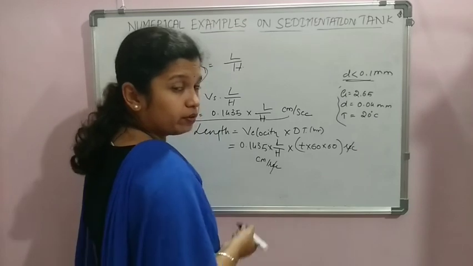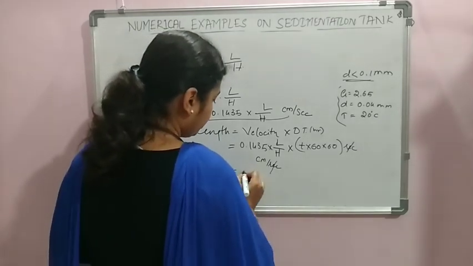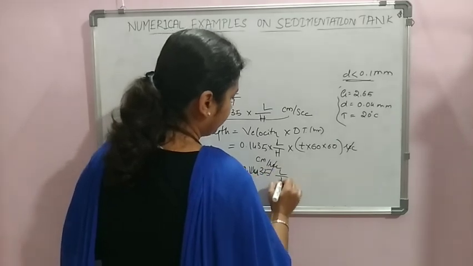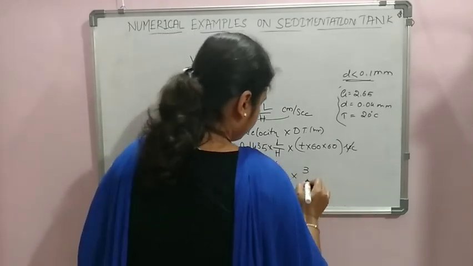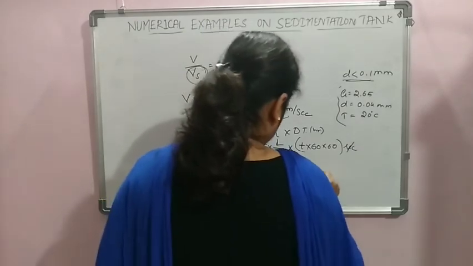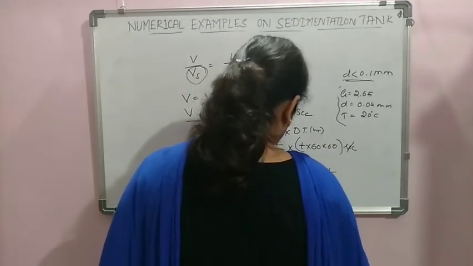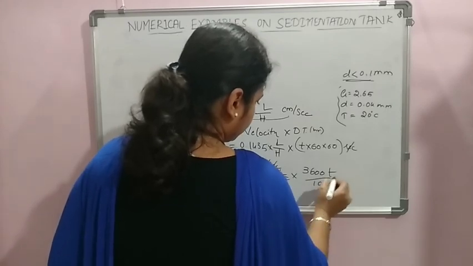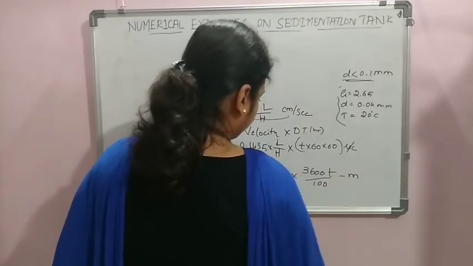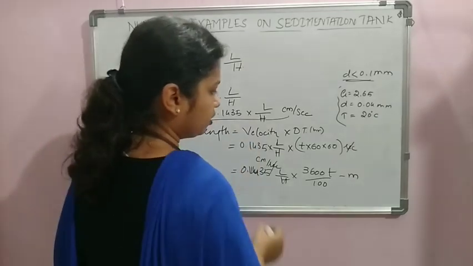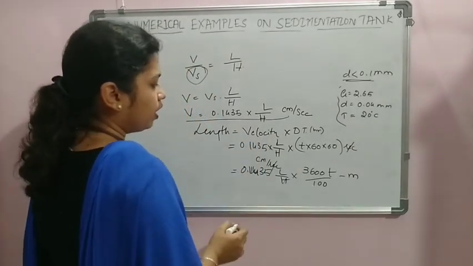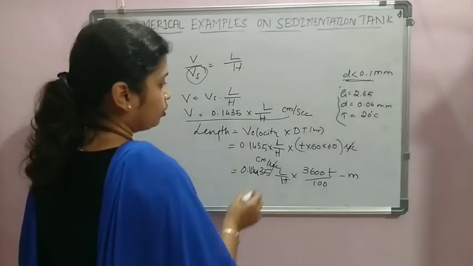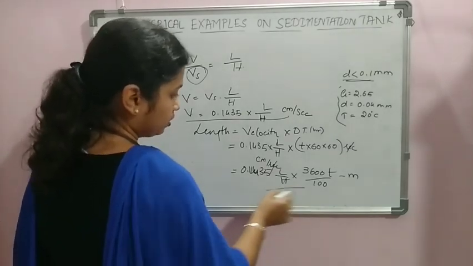Further we can convert it to meters. So L is equal to 0.1435 L by H into 3600 T. Now, if we divide it by 100, the final answer will be in meters, since in the previous step it was in centimeters. So the final unit will be in meters. Now let us solve this step.